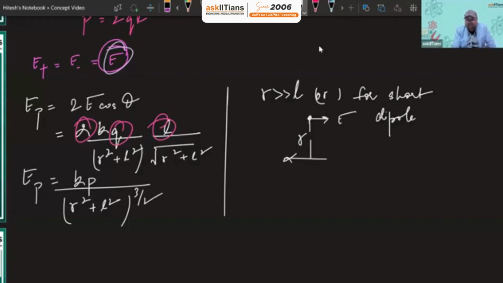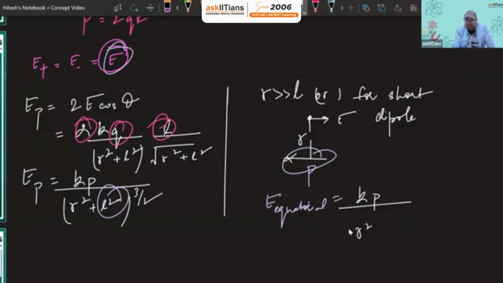This is the short dipole we're talking about, and this is the equatorial point. So this E equatorial here should be what? We neglect L square in comparison to R square, so we'll be getting R square to the power 3 by 2. You see, KP by R square to the power 3 by 2, so the 2 gets cancelled out, and we'll be having KP by R cube.